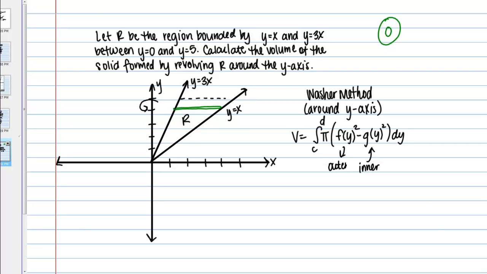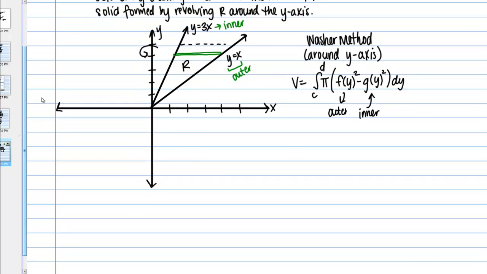So let's think about, in my case, what is going to be my outer function and what is going to be my inner function. Well, to figure this out, it's important to picture rotating this region around the y-axis. And you just want to think about, as you're rotating that region, which function forms the outside boundary of your solid and which function forms the inside boundary of your solid. So in my case, this line y equals x is going to form my outer edge, and this line y equals 3x is going to form my inner edge.